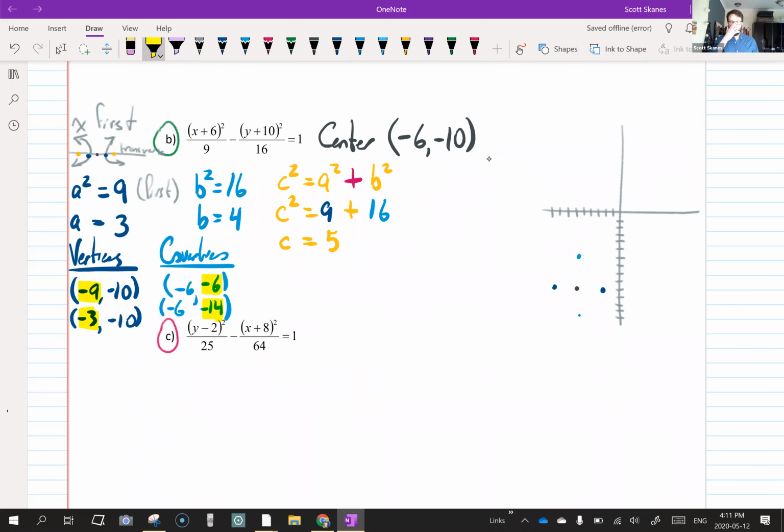Just as a recap, I knew when I first looked at this problem that it's the x first case. That means that the hyperbola is going to look like this. And it means that that's the x-axis. Everything has to do with the x-axis.